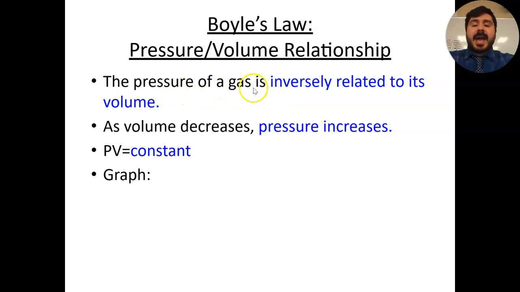So the pressure of a gas is inversely related to its volume. Well, what does that mean, inverse? If you're thinking back to math class, that's a basic way of saying that if there's an inverse relationship between these 2 things, pressure and volume, that means as volume decreases, pressure is going to do the opposite. It's going to do the inverse. Pressure is going to increase.